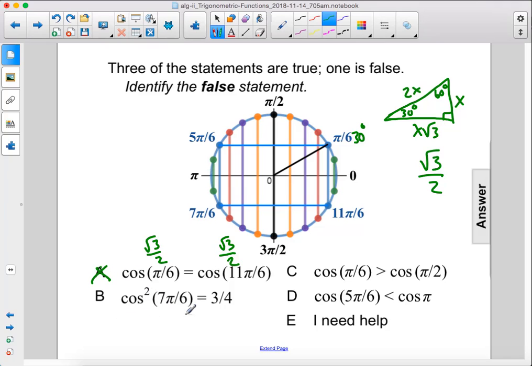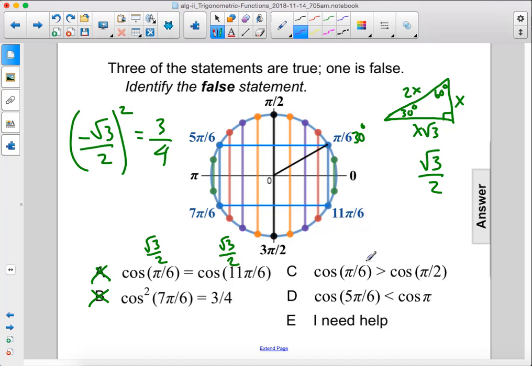Cosine squared of 7 pi over 6. So the cosine here is going to be negative square root of 3 over 2. But if we square that, that becomes 3 over 4. So this is true. We can eliminate that.